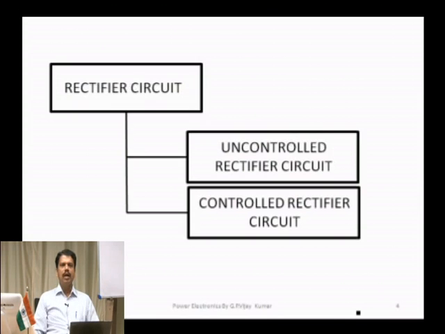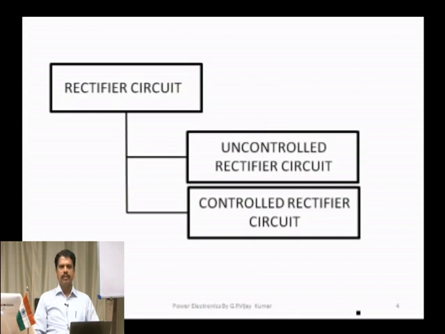Then comes the controlled rectifier circuit, which we can build using a thyristor. You already know how the SCR is helpful here, because we can control the firing of an SCR. You can fire exactly at the desired angle. If the SCR is fired at 0 degree, we will get a maximum output voltage. If the SCR is fired at 180 degree, we get a minimum output voltage. So, this is how we can control the output voltage in a controlled rectifier circuit.